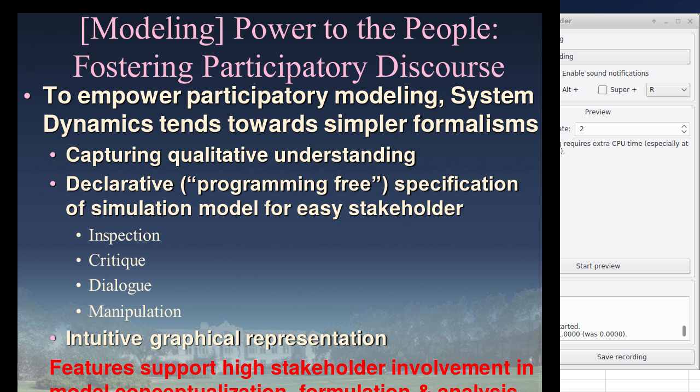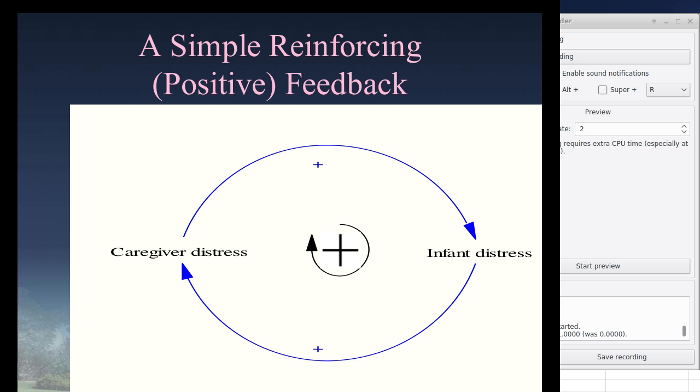Big dialogue, or participatory dialogue, is a big goal here: capturing qualitative understanding, and allowing specification that doesn't require a programmer, but can be understood by a stakeholder and therefore used to elicit tacit knowledge and understanding. And the goal here, again, for so much of system dynamics is to support stakeholder understanding, involvement, feedback, etc.